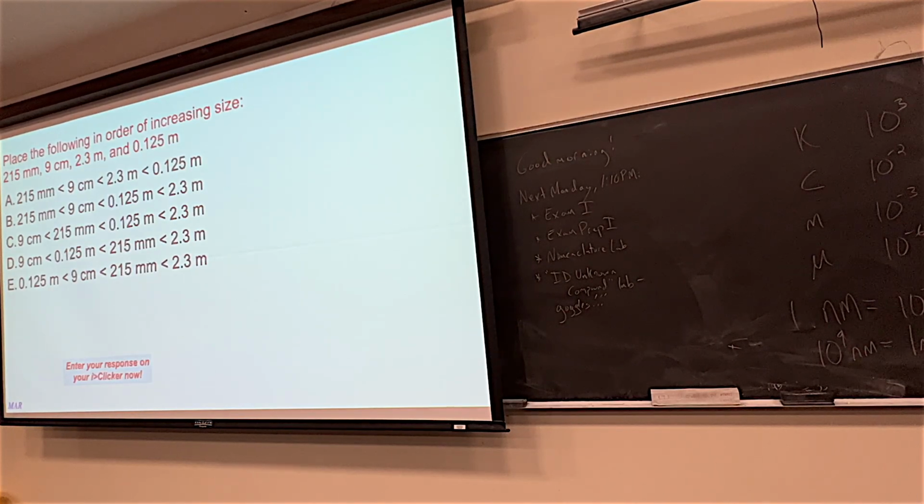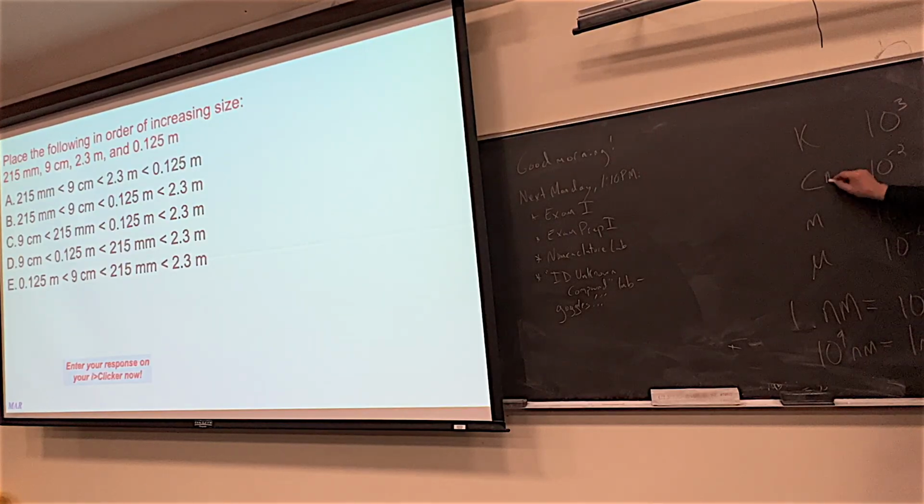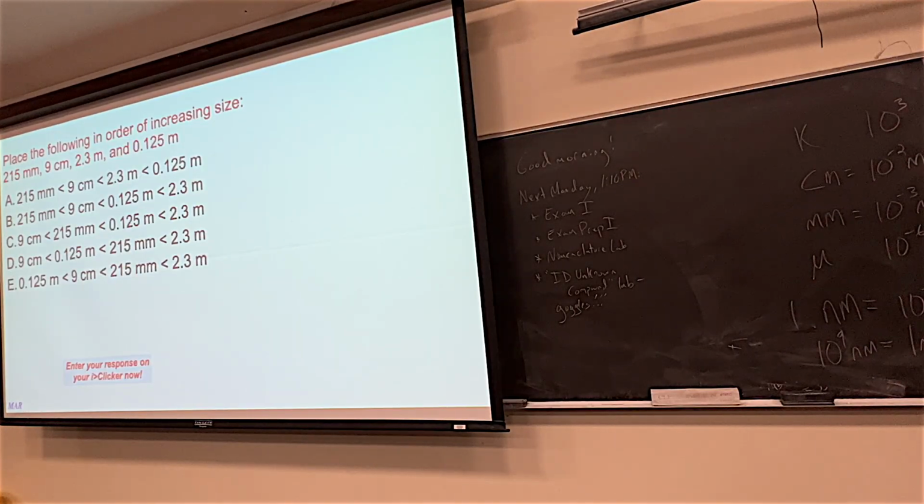Now for this problem, the base unit is the meter. And you can see up here, two of them are already in meters. So 2.3 meters is certainly bigger than 0.125. But we also have a centimeter and a millimeter. So a centimeter would be 10 to the minus 2 meters, and a millimeter is 10 to the minus 3 meters. So again, what I would do is convert everything over to a common unit.